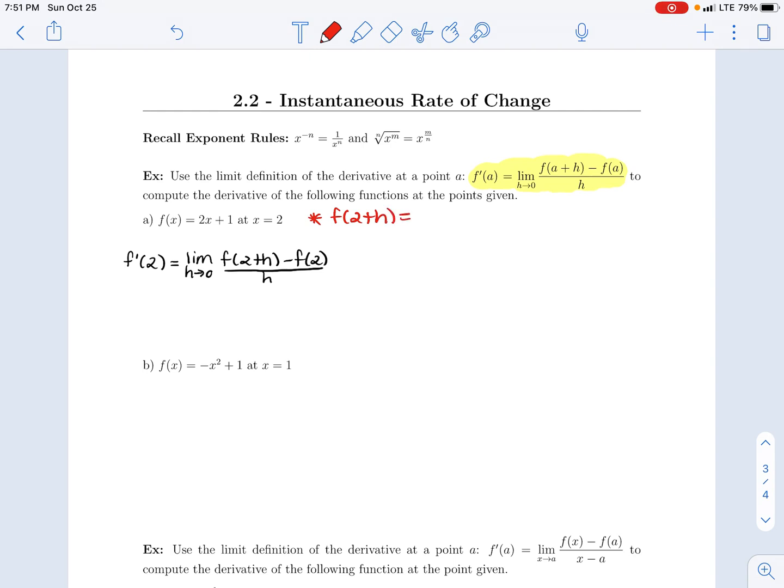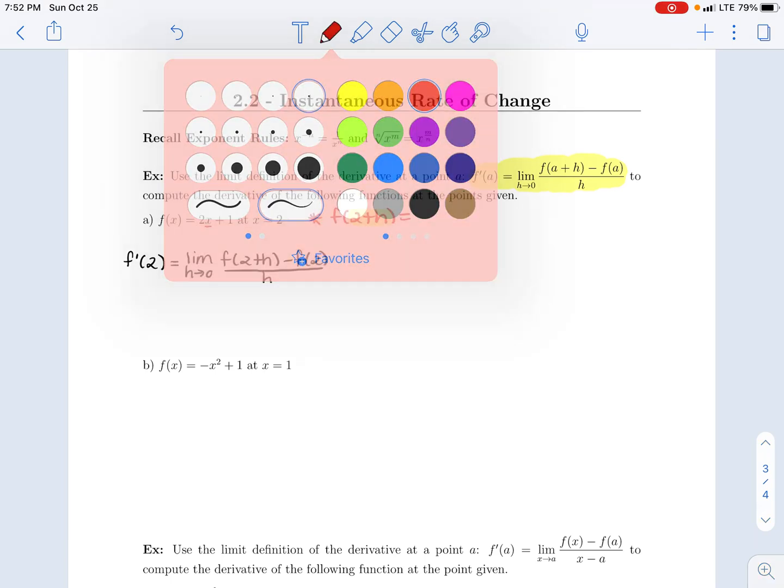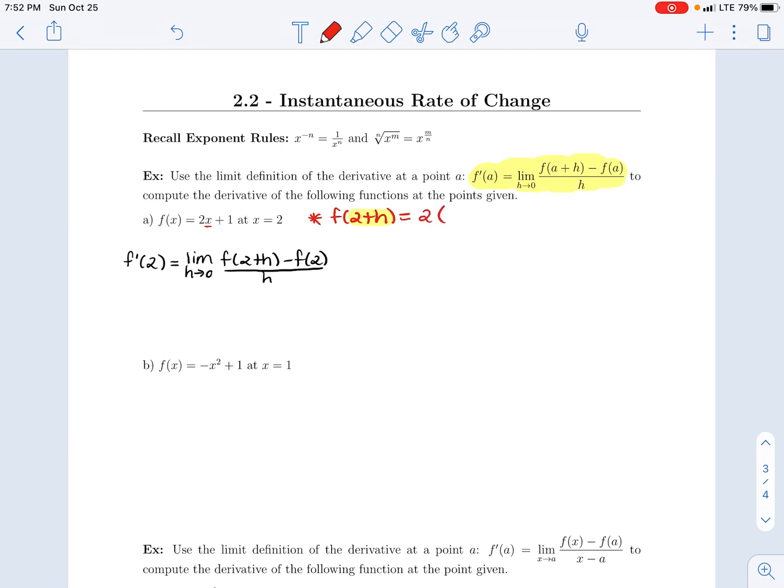Okay, so what even is f of 2 plus h? Well, when you plug a number into the function, you replace x with your number, right? So wherever I see x, I would replace it with the number. It's the same thing for this expression, 2 plus h. Wherever you see x, you want to replace it with 2 plus h. Okay, and whenever you evaluate or plug in a number or an expression into a function, you want to use parentheses. So always use parentheses. Okay, and so here this is going to be 2, using parentheses now, plugging in 2 plus h, plus 1.